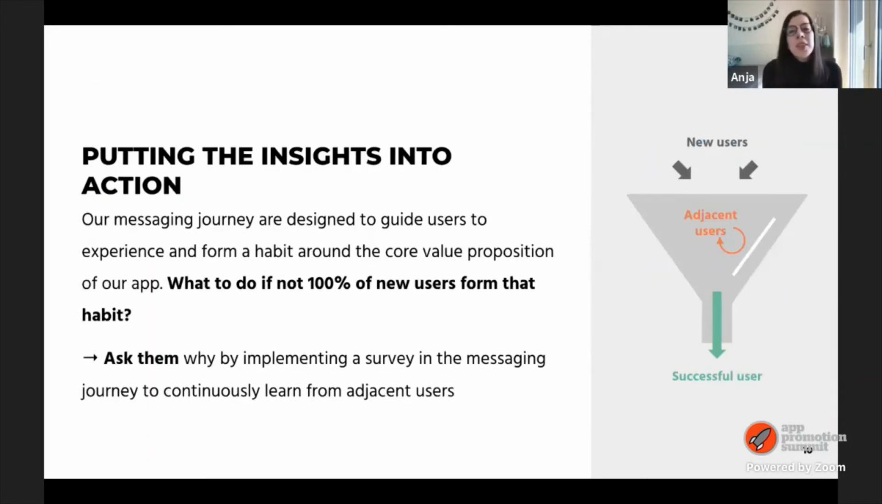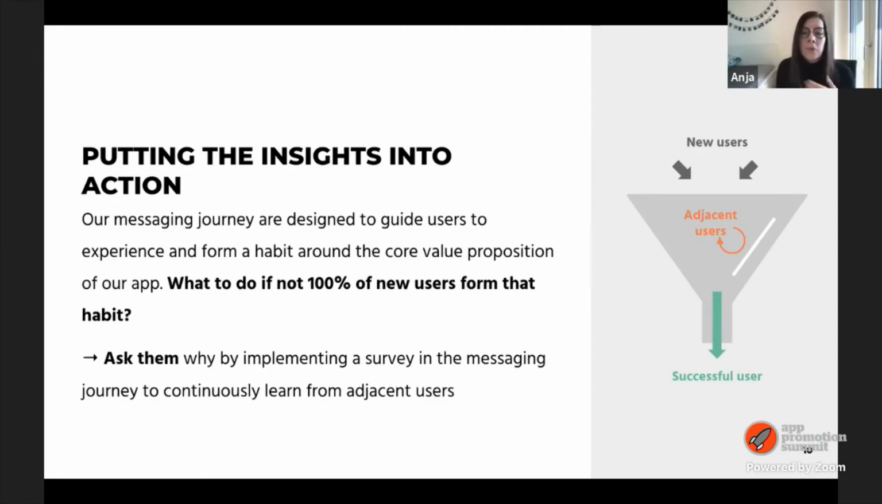So with this, we're going now a bit into the hands-on part of this presentation. So on the right-hand side, you can see how the funnel looks like for us in a very simplified way. So we're throwing in the new users that we're acquiring through paid and organic user acquisition. And then we want them to come out as successful users. And if they don't make it there, they are adjacent users for us because they're still spinning in this part that they didn't make it to a certain stage.